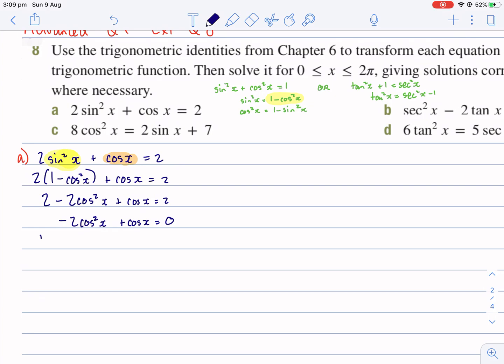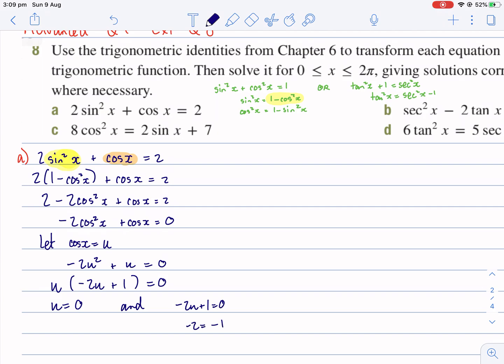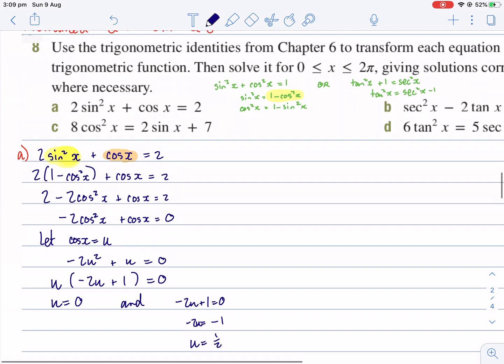I'm going to replace, let cos x equal u, to make things a bit tidier. Negative 2u squared plus u equals 0. So if I factorise it out, I've got u outside of negative 2u plus 1 equals 0. So u equals 0 and negative 2u plus 1 equals 0. Negative 2u, sorry, equals negative 1. U equals a half.